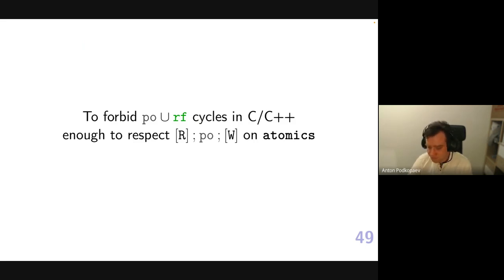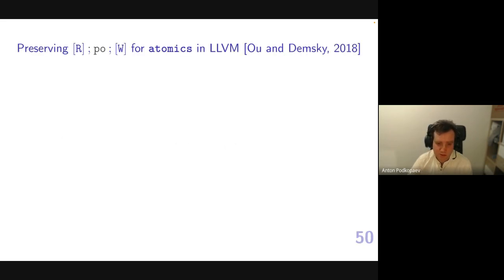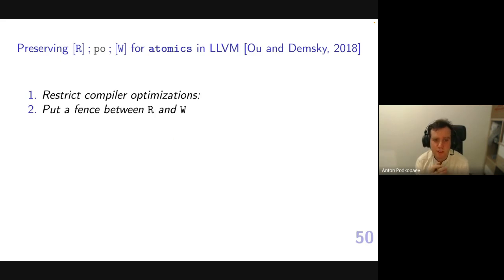and writes on atomics. So how expensive is that? There is a paper doing so in an LLVM setting. What they did was restrict compiler optimizations to forbid reordering between reads and writes and put a fence between reads and writes. However, it happens that in LLVM there are no compiler optimizations which reorder such accesses. So actually, you don't need to do anything.